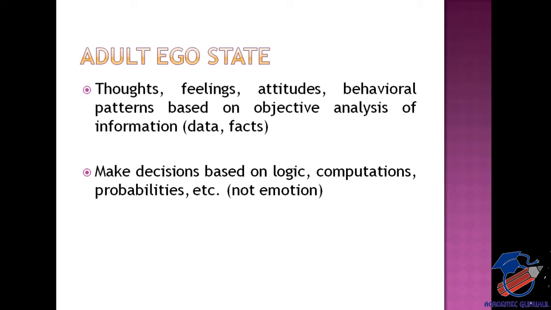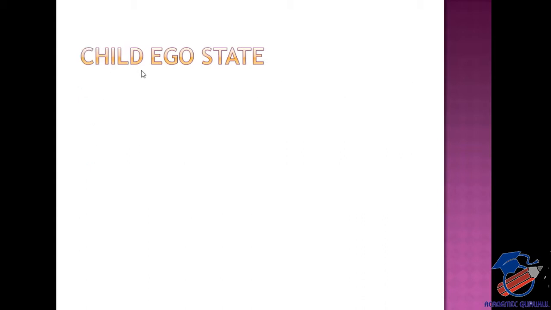People gather more information, analyze things carefully, consider alternatives, logics, etc., and do not make assumptions. They are like human computers. We can consider the adult ego state as a human computer. Computers generally work on the data which is available. They gather data. They use that for making decisions on the basis of logic and not on the basis of emotions. The third ego state is the child ego state.